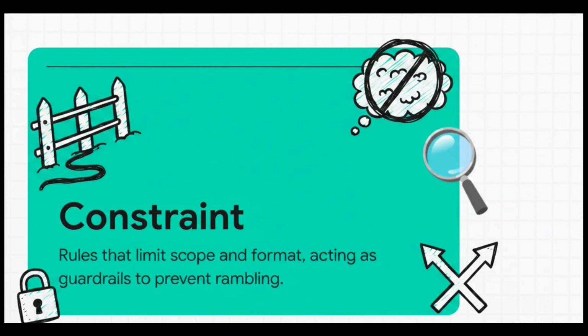Finally, we have C for constraint. And listen, this is the secret ingredient that almost everybody skips. Constraints are your guardrails. We're talking about rules like do not use technical jargon or keep it under 5 bullet points. They keep the AI hyper-focused and prevent it from just rambling on and on.